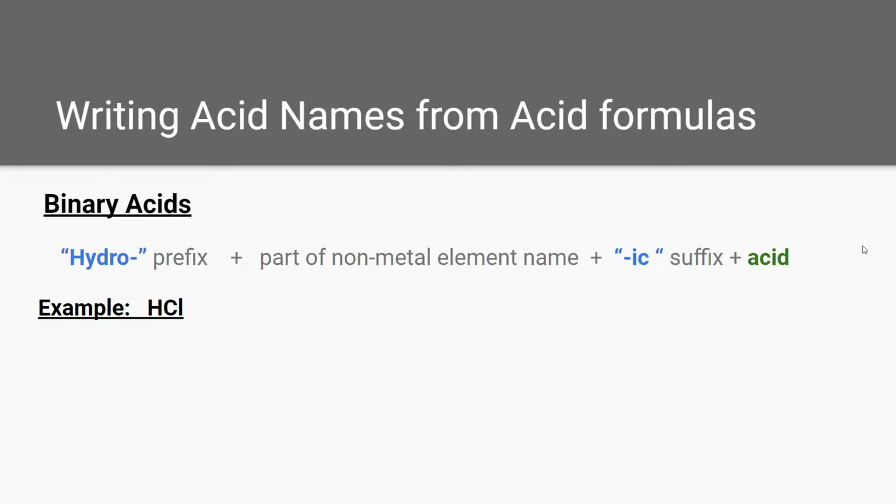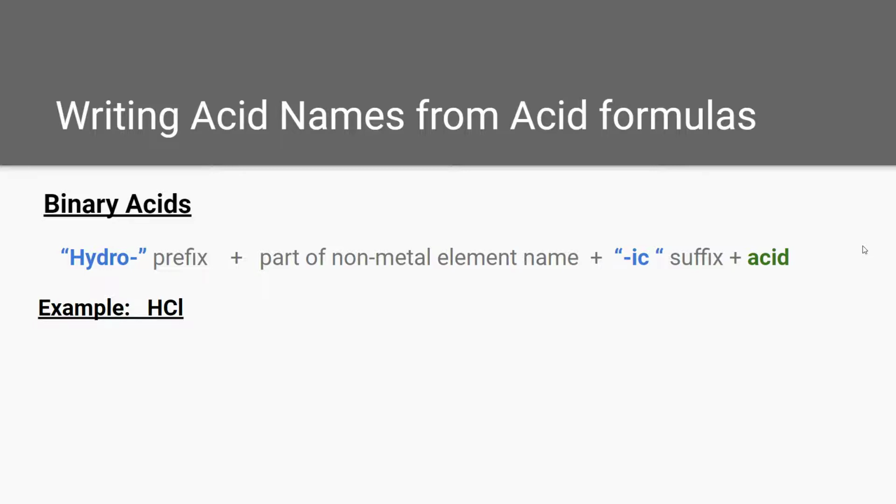At this point, we're going to consider writing acid names from acid formulas. This generally is the part of formula writing that students have the most difficulty with because this requires learning a particular rule. So it is very important that you learn how to identify things that are binary.